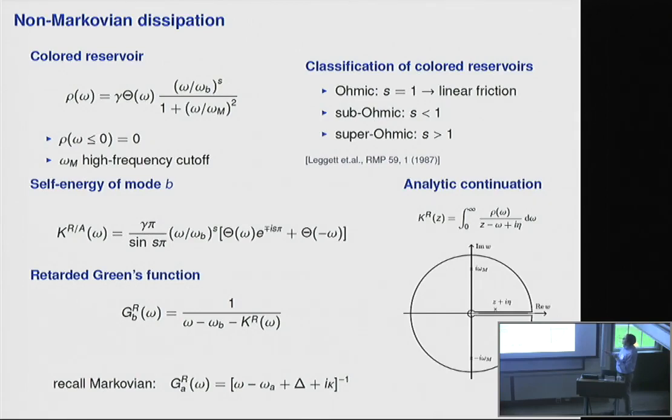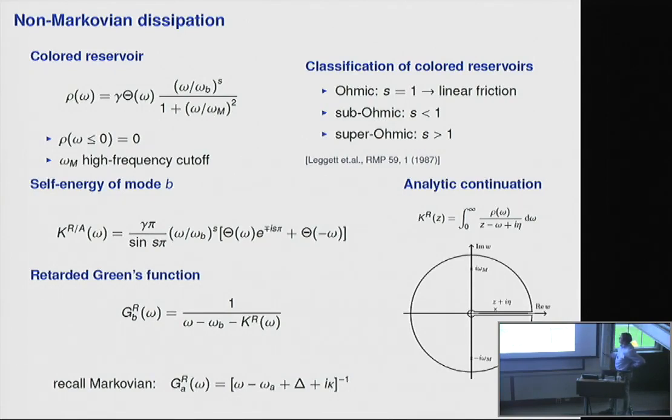Actually, there's a classification of such a bath spectral density function. We can call it a colored reservoir. S equals 1 corresponds to the ohmic limit. And then there is a subohmic and superohmic. So the ohmic is specified by the friction force being linear as a function of the velocity in the Caldeira-Leggett model. And when S is smaller, then it's a lower power of the velocity.